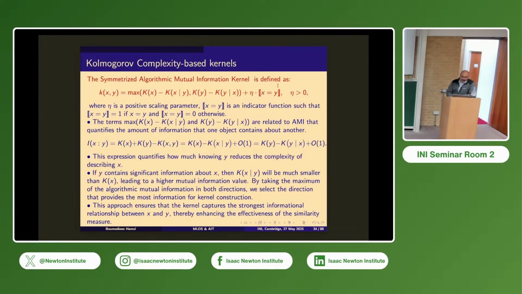Another one is based on algorithmic mutual information, which is this object here.